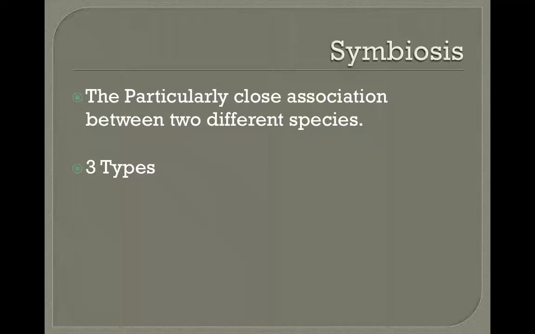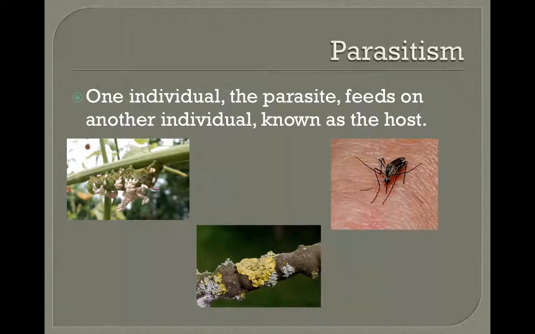After we look at predation, we should also consider symbiosis, which is the particularly close association between two different species. And there are three types of symbiosis that we need to be aware of. Parasitism is the non-mutual relationship where one individual, known as the parasite, feeds on another individual, known as the host. There are many strategies that parasites employ to survive, and we will look at these in more detail in a later lesson. As you can see, there are many different forms of parasites.